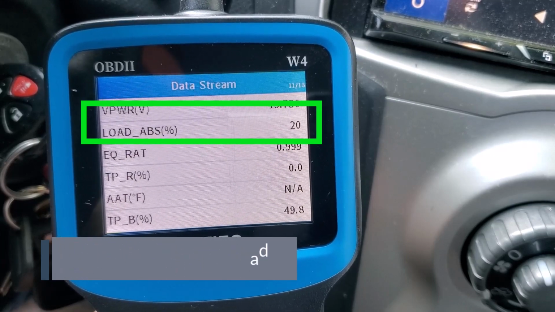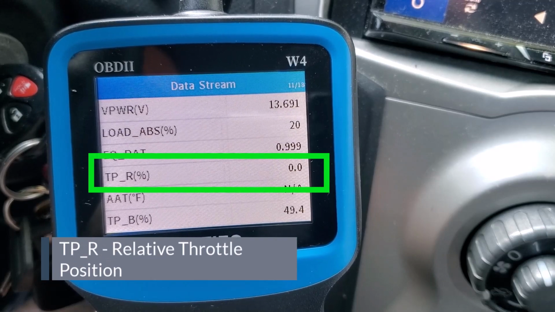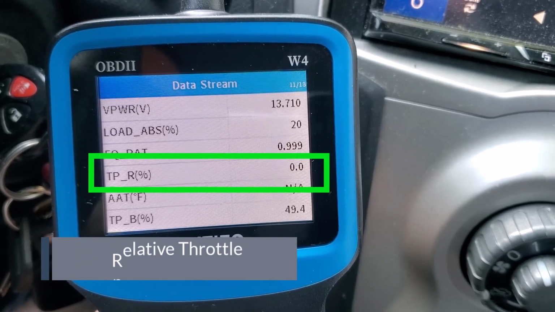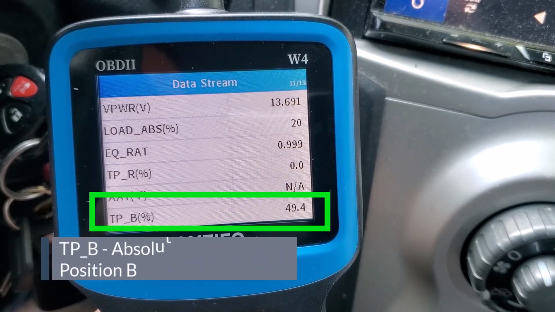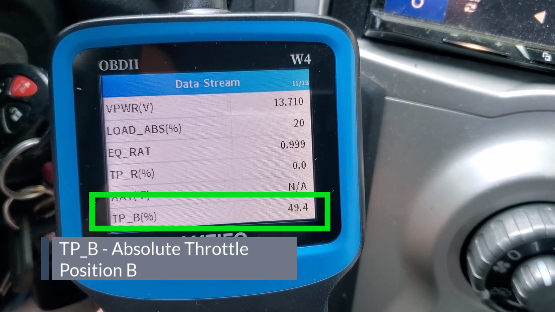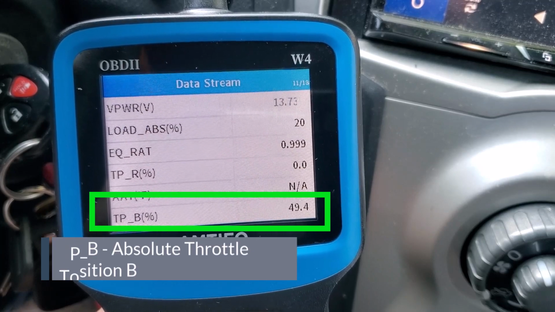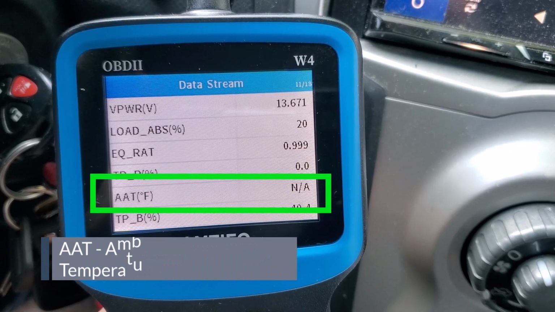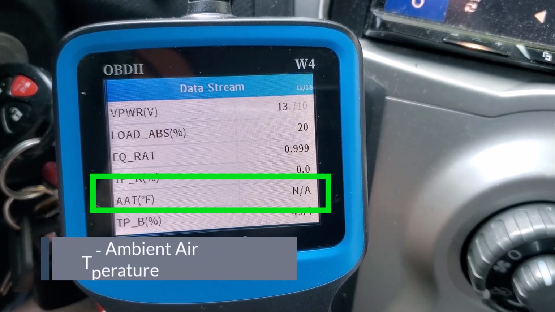Okay, next up we have TPR, and this is your relative throttle position, so I think kind of like your learned throttle position. Okay, while we're on throttle position, I'm going to skip down here to TPB, and this is absolute throttle position B. You can have multiple throttle position sensors, so you may have C as well. Okay, then up here is AAT. I have my meter set up for Fahrenheit, and this is ambient air temperature.